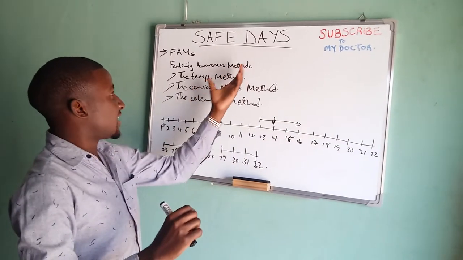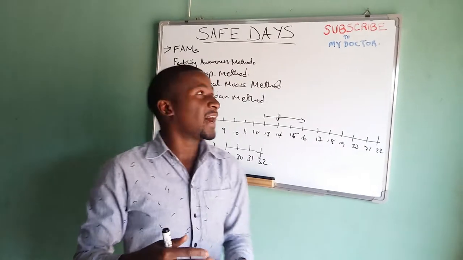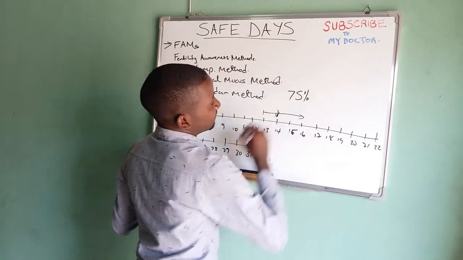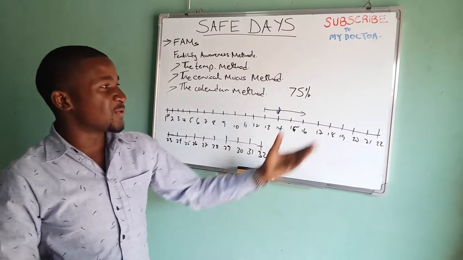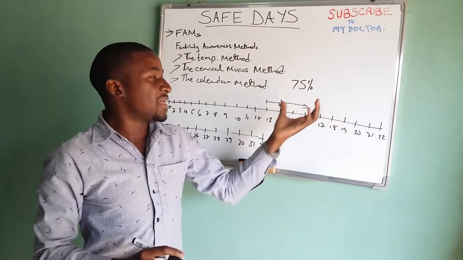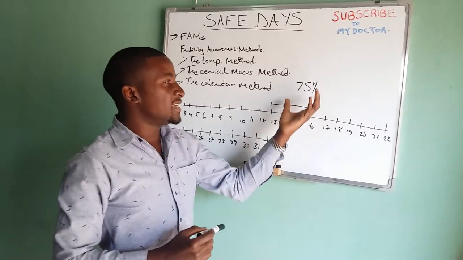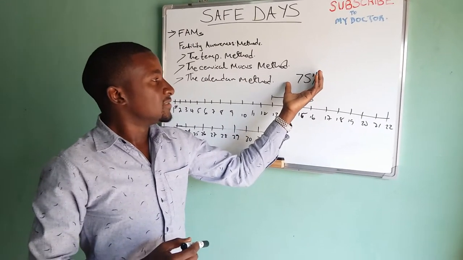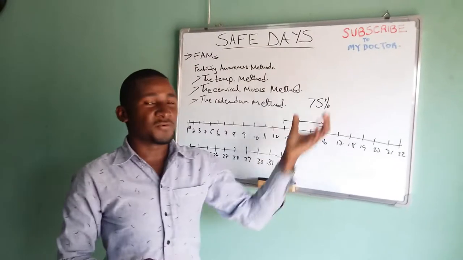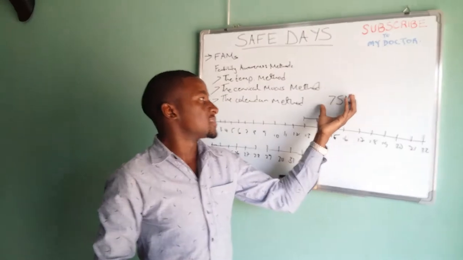And I have to state that this method, using the safe days, is an effective method. It's estimated to be 75% effective. That is, 25% of the women that try it actually get pregnant. So it's a risky method. But this 75% is also effective. And the only disadvantage that I can talk about here is that it can't protect you from the STDs or the sexually transmitted diseases. So you have to notice this also.